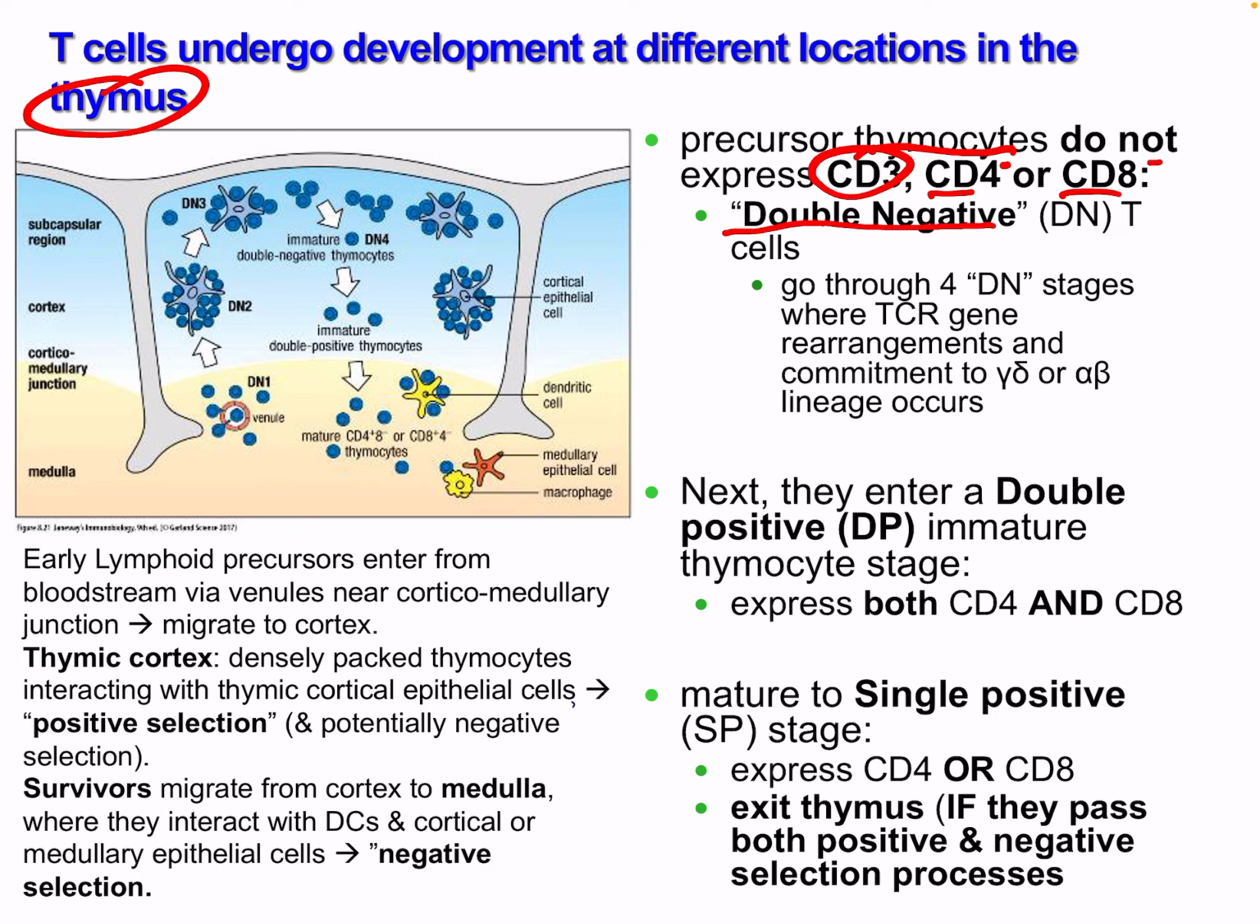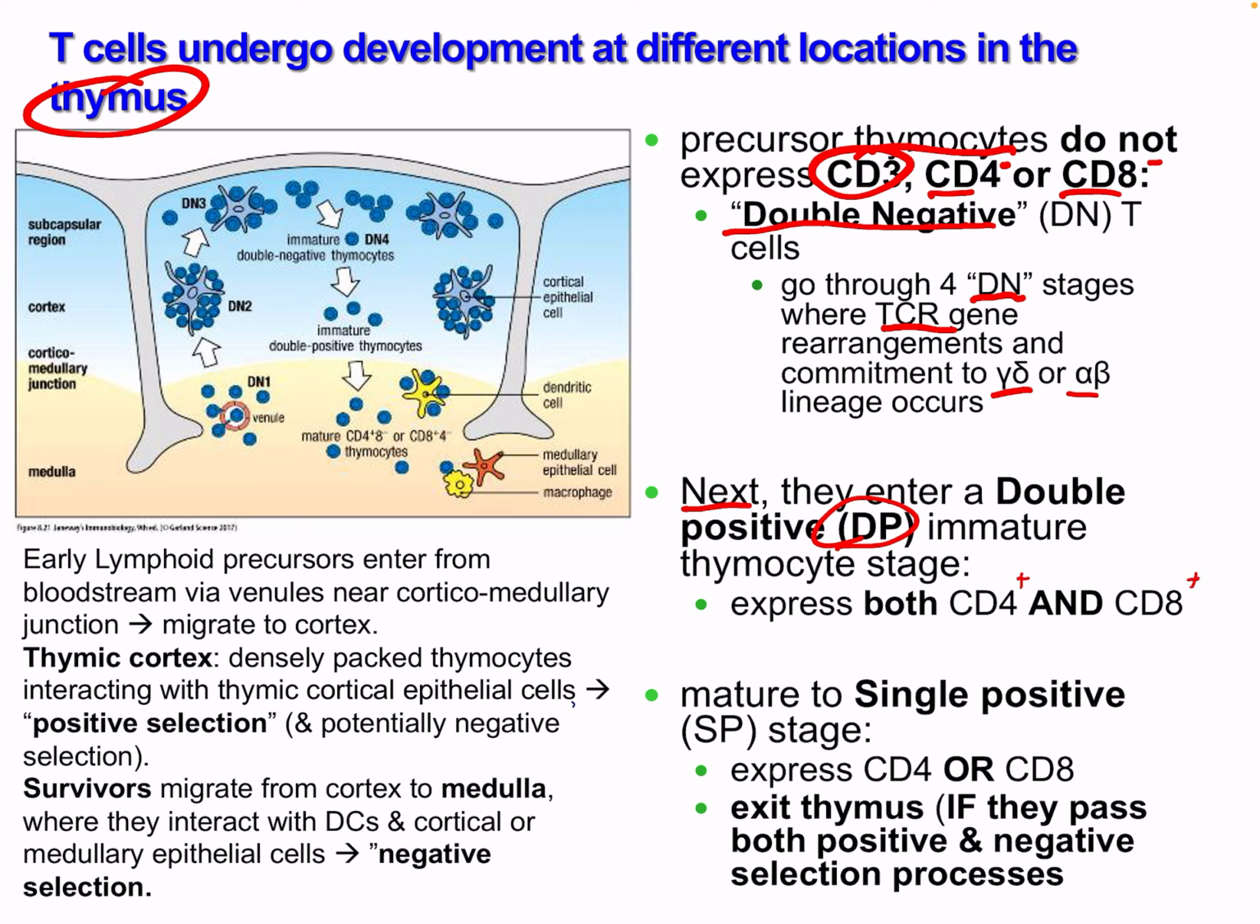These go through 4 double negative stages where T cell receptor gene rearrangements and commitment to the gamma delta or alpha beta lineage occurs. Next, they enter a double positive immature thymocyte stage, where they express both CD4 and CD8. So they can be said to be CD4 positive and CD8 positive.